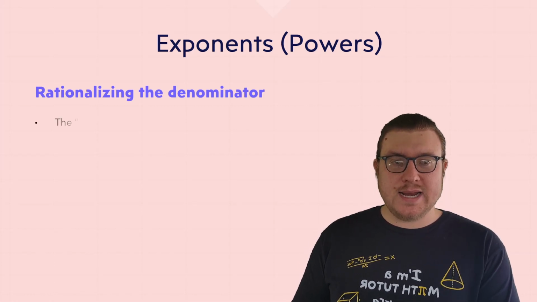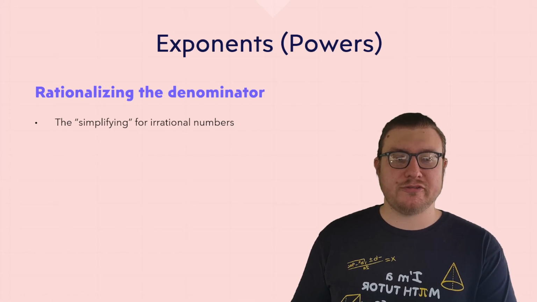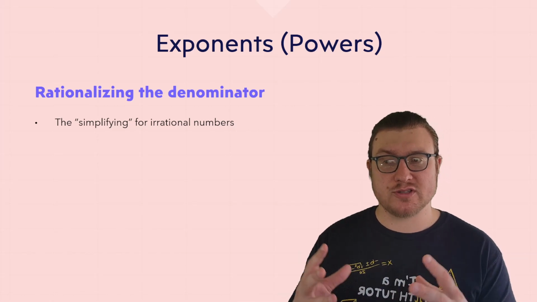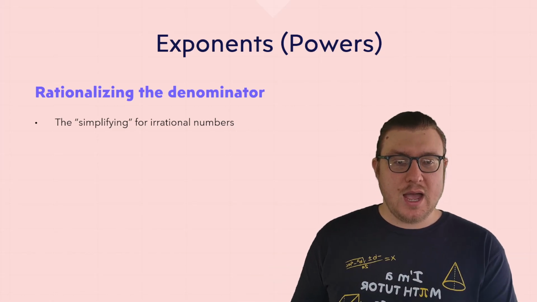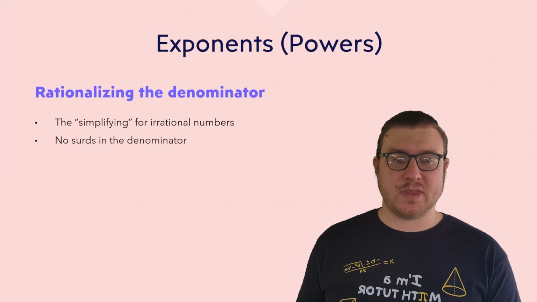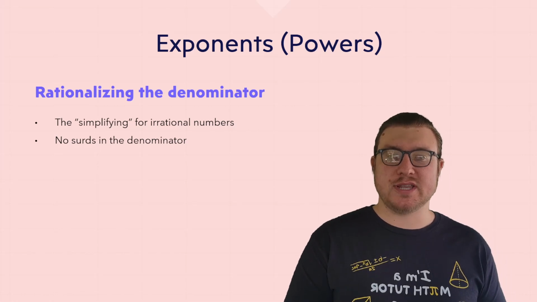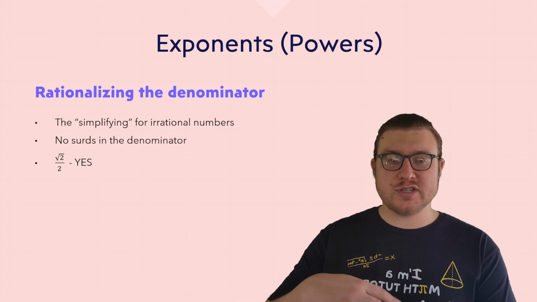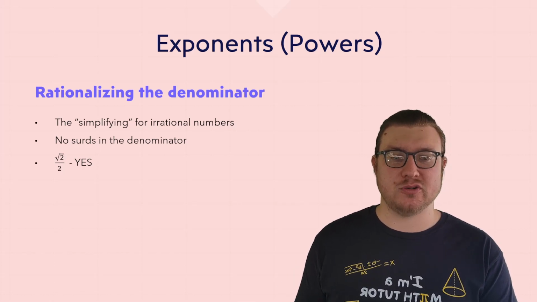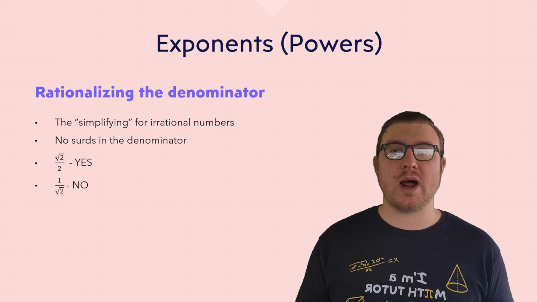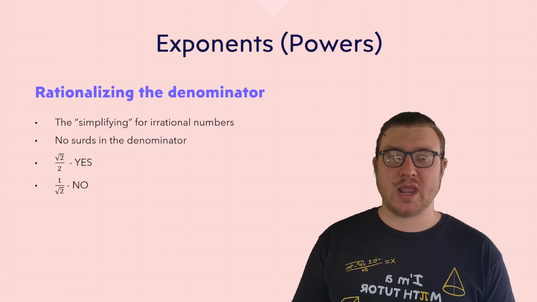Rationalizing the denominator is a term that we use for simplifying irrational numbers. Irrational numbers are the numbers with surds and powers. This is like simplifying fractions. We don't want any surds in the denominator. So what does that mean? Let's have a look. We're happy with the fraction square root of 2 divided by 2, but we're not very happy with the fraction 1 over the square root of 2.